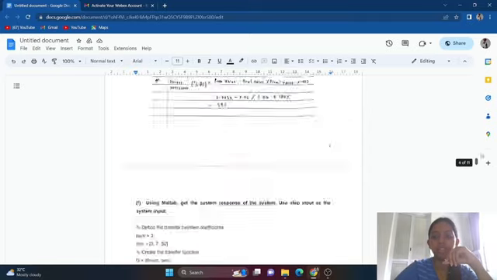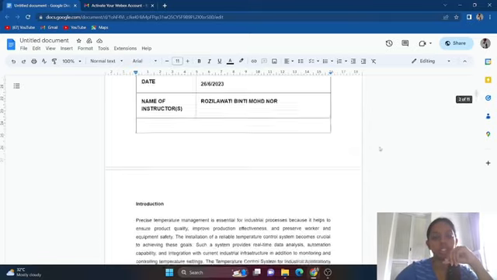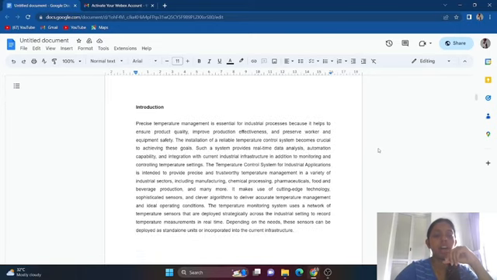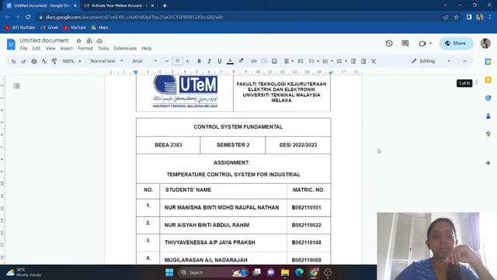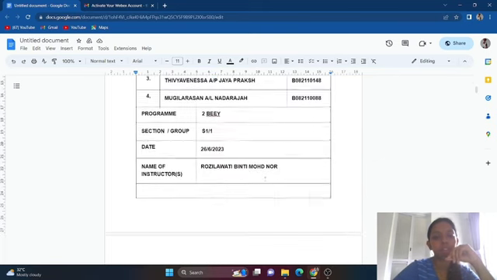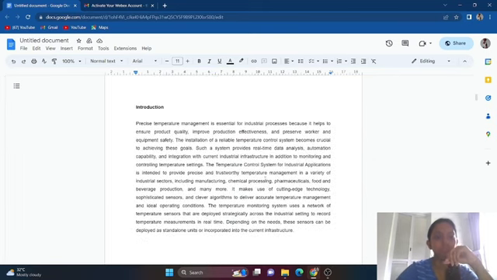First of all, the introduction is the title of this process. The title of this report is temperature control system for industrial. Temperature management is essential for industrial processes because it helps to ensure product quality, improve effectiveness, and preserve worker and equipment safety. So the installation of a reliable temperature control becomes crucial to achieve these goals.